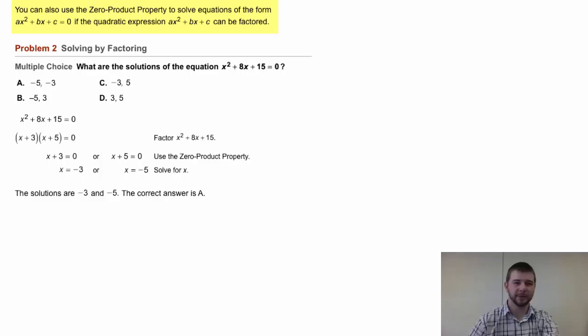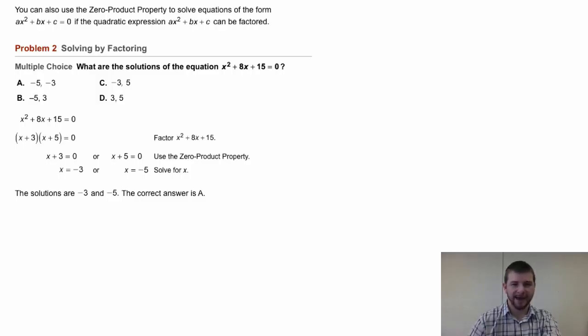You can also use the zero product property to solve equations of the form ax squared plus bx plus c equals 0 if the quadratic expression ax squared plus bx plus c can be factored. Example problem 2, solving by factoring. Now note this is a multiple choice question. We have answer choices A, B, C, and D. And the question is, what are the solutions of the equation x squared plus 8x plus 15 equals 0?